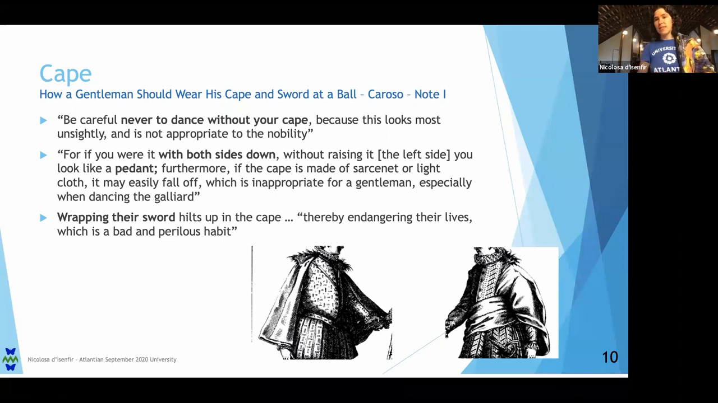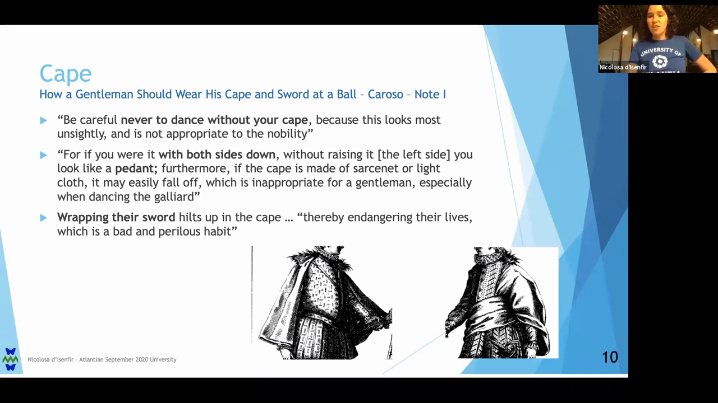However, as we see in the second picture, if your cape is very long, you're going to wrap it around your body. Now, if you want to behave badly, and as a bonus, put everybody around you at risk, go ahead and wrap that sword hilt up in the cape. That way, if somebody is threatening you, you cannot get the sword out in time because it's wrapped in the cape. So, double bonus: behave badly and endanger the lives of everybody around you.